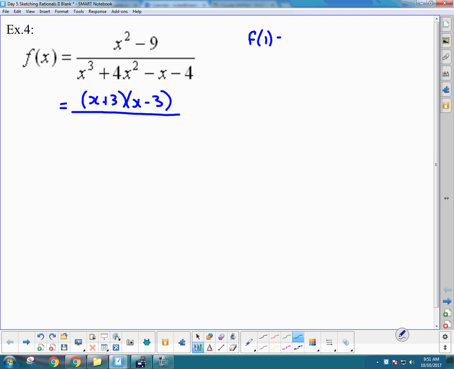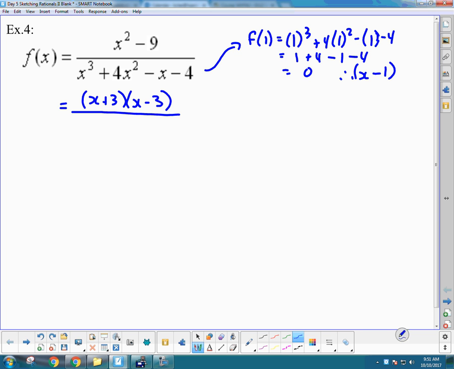So off to the side here, I'll try f at 1. This is only on the bottom, right? So it's 1 cubed plus 4 times 1 squared minus 1 minus 4. So it's going to be 1 plus 4 minus 1 minus 4, which is going to be 0. So therefore, x minus 1 is going to be a factor.